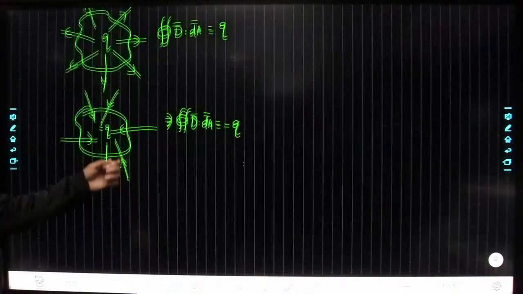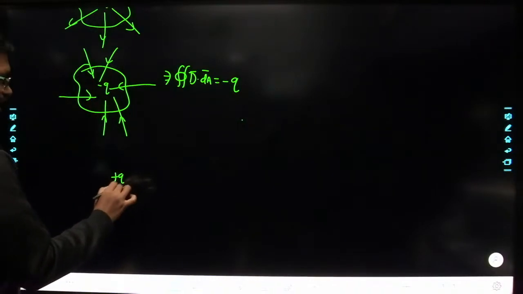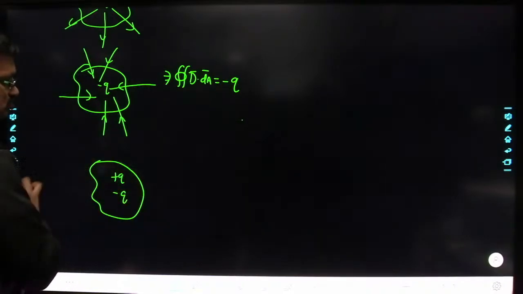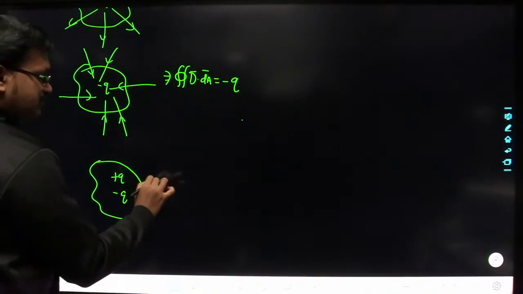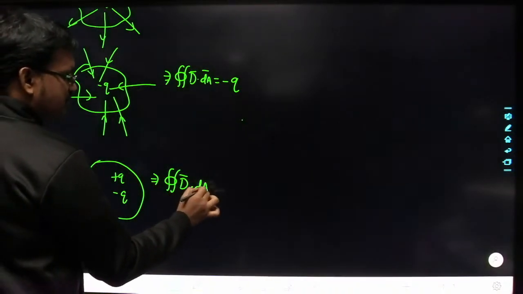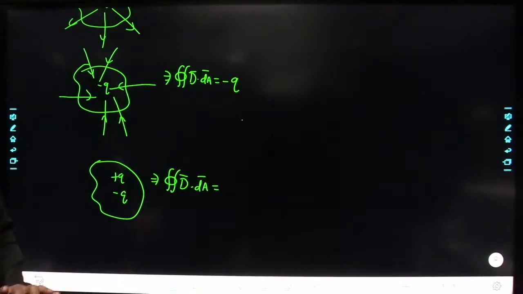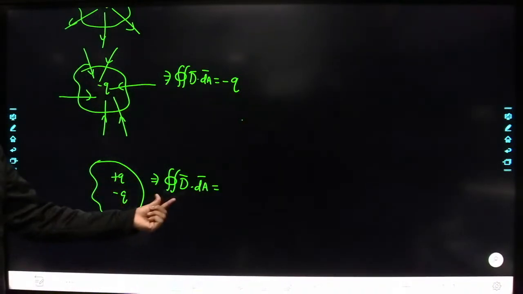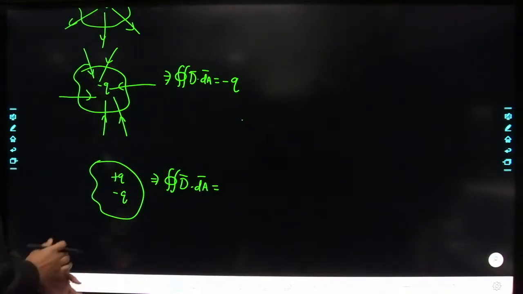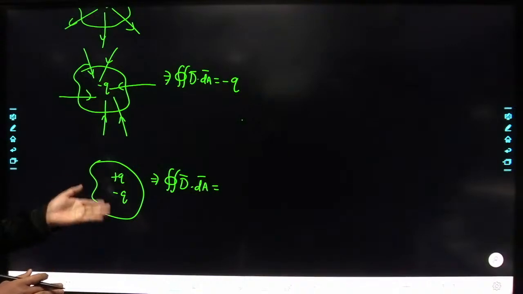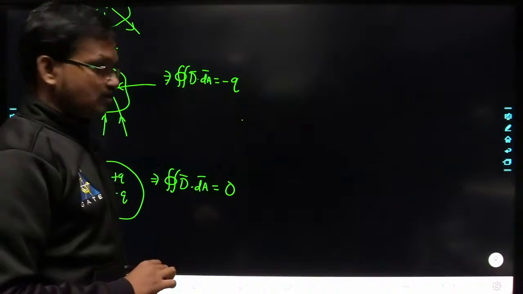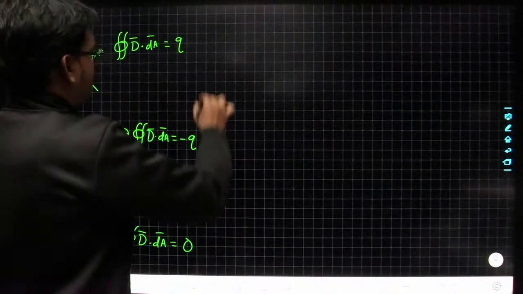Right. Now if you have both plus q as well as minus q, and I enclose plus q and minus q with a closed surface, then what is the electric flux leaving this closed surface? The electric flux leaving the closed surface is equal to the charge enclosed by this closed surface. So what is the charge enclosed? Plus q minus q, that is equal to 0. Understood? Okay.